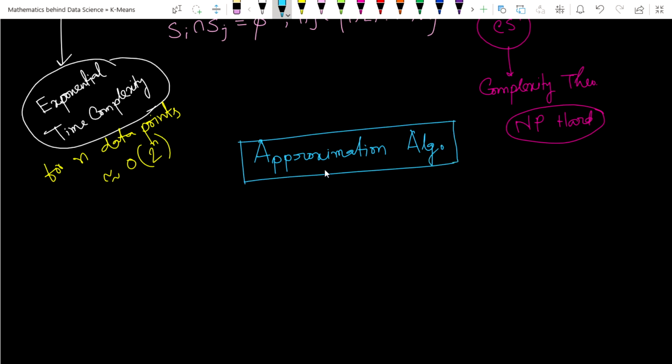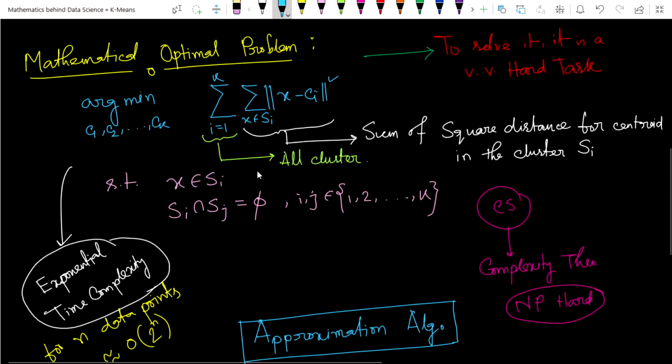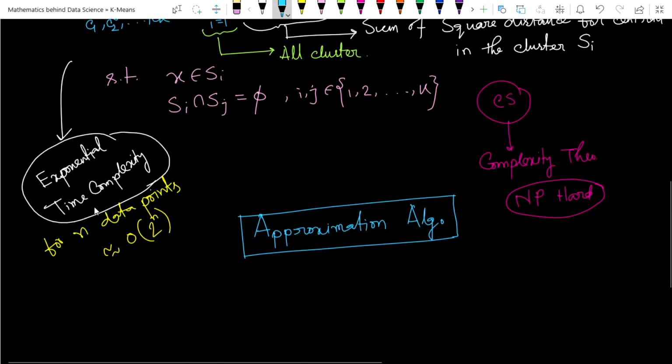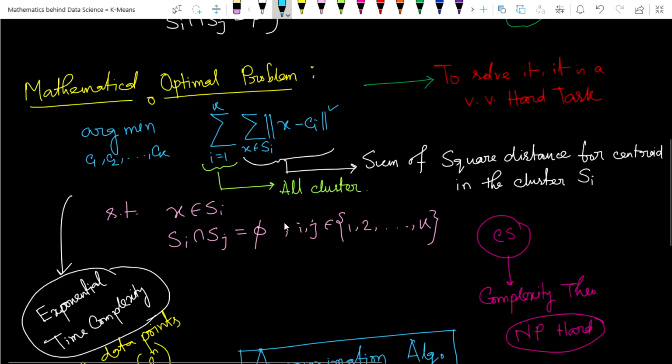To get the actual answer for this problem is totally impossible. So to avoid the exponential time complexity, we use these approximation algorithms to find not the proper answer but a near-about answer, meaning near the correct answer. We will try to find it. So these are some hacks we use.